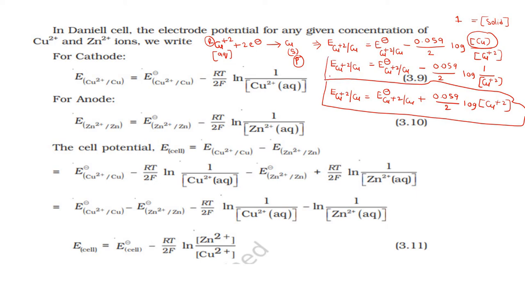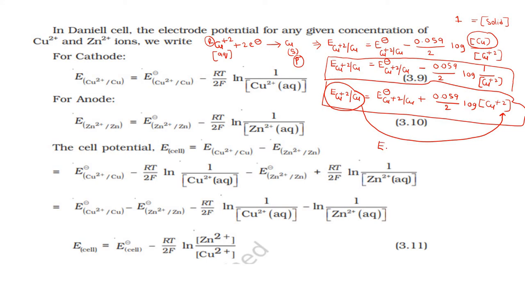And this one also correct. This one also is correct only, but I have only changed the sign. Both are the same. Now the reduction potential of copper plus 2 is directly proportional to what? Concentration of copper plus 2. More copper plus 2 concentration, more reduction potential of copper plus 2.